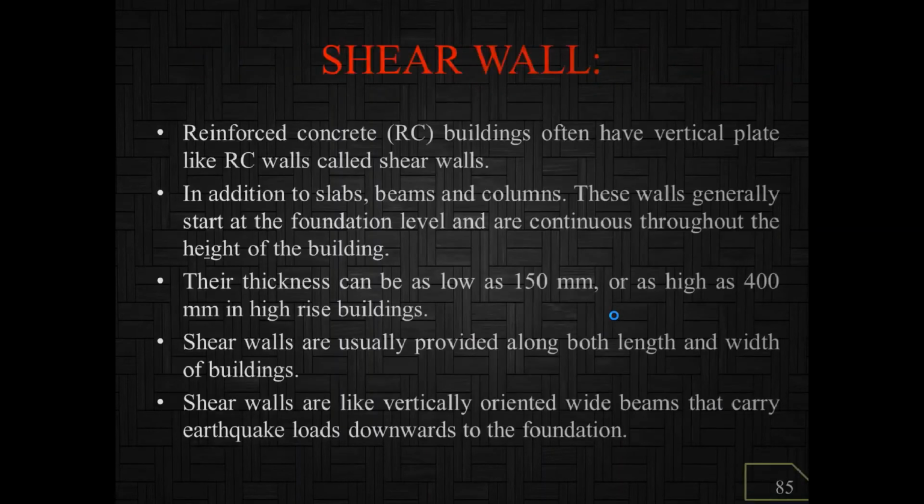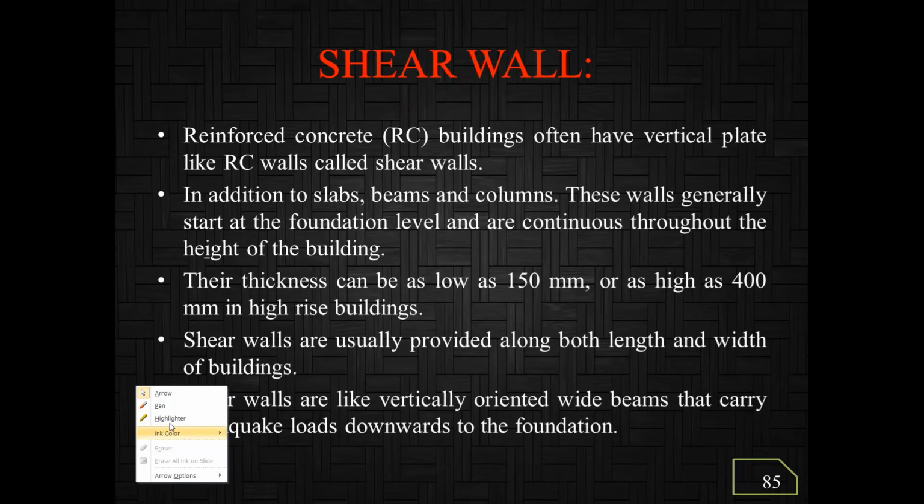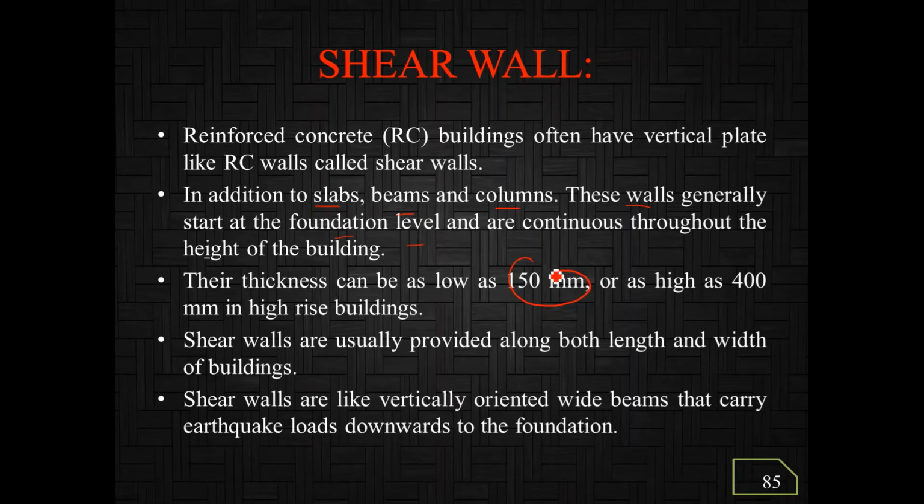Now we are going to design a shear wall. Reinforced concrete buildings often have vertical plane elements like RC walls called shear walls. In addition to slabs, beams and columns, these walls generally start at the foundation level and continue throughout the height of the building. Their thickness can be as low as 150 mm, or as high as 400 mm in a high-rise building.